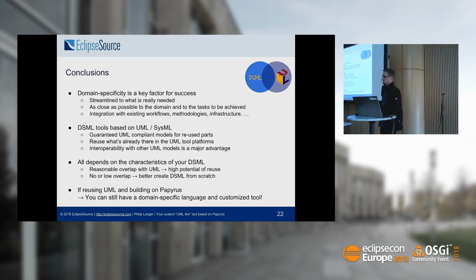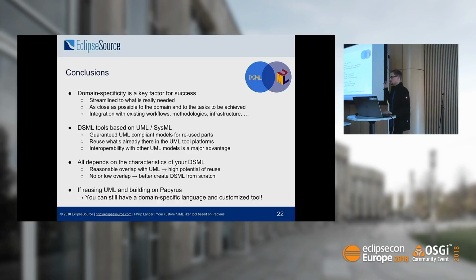And finally, it's very good to avoid reinventing the wheel over and over again. So if there is already a diagram type in UML that covers like 60 or 70% of your requirements, why not just reuse it and only add those additional things on top? So in conclusion, all depends really on the characteristics of your domain-specific modeling language. If there is a high overlap, it's certainly worth looking into reusing UML. If there is no or a very, very low overlap, it might be still better to just create a domain-specific modeling language from scratch. So that's what I meant before.